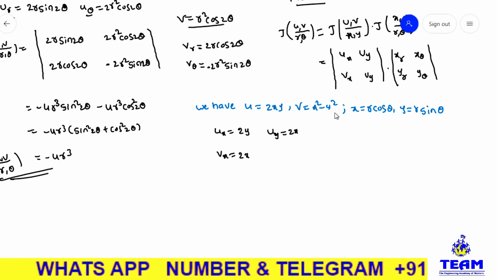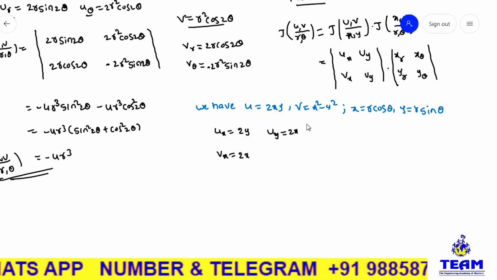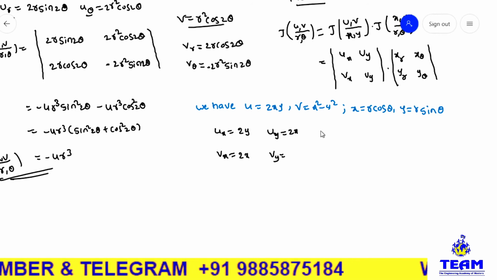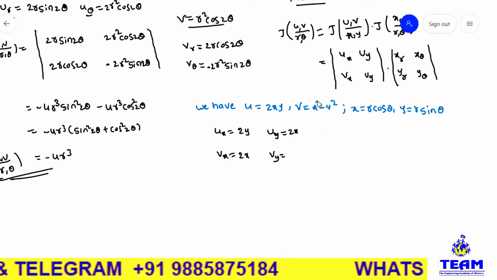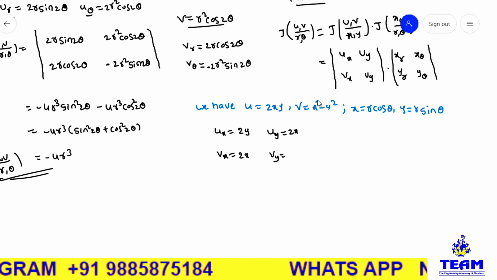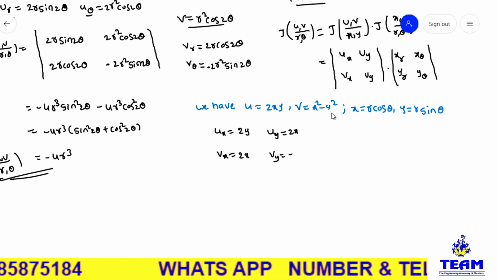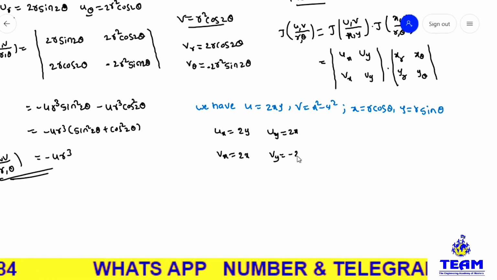So it is independent of x, so this derivative will be 0. Next I want v with respect to y, that means dou v by dou y. This first term does not contain a y term, so this derivative will be 0, and the negative sign is there. The second term contains y alone, so the derivative of y square is 2y.